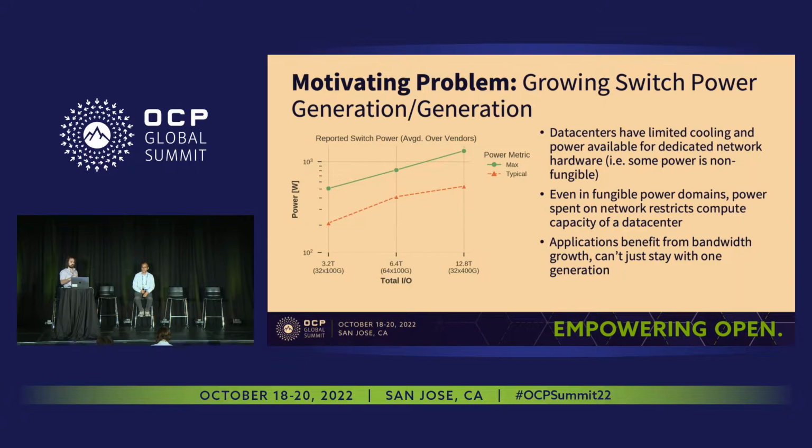Even in data centers that are designed to have fungible power domains, power that you spend on the network can't be used for compute. And since compute is what runs our applications, we obviously want to allocate as much power for that as possible, given the constraints of how much power we need for the network. And of course, applications do benefit from bandwidth growth, so we can't just keep our network in one generation over time. We need to keep upgrading it to keep our customers happy. Customers here being application teams.